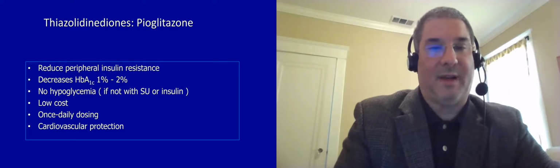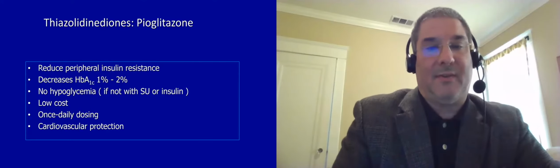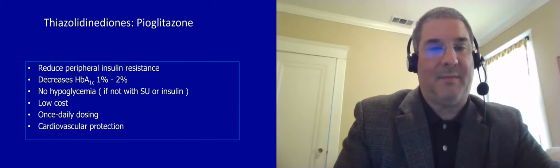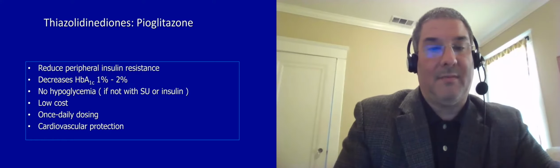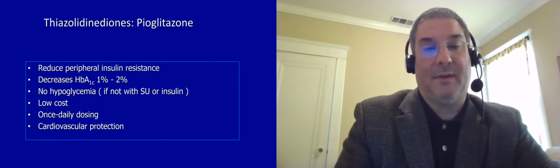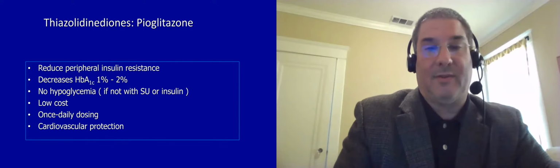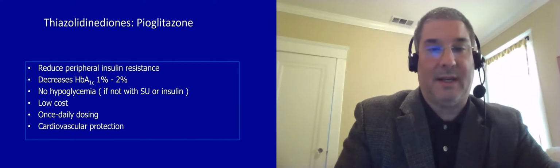Thiazolidinediones, essentially this is pioglitazone. These drugs work by acting at PPAR gamma, which reduces insulin resistance peripherally. They'll lower the A1C 1 to 2%. They shouldn't cause hypoglycemia alone, but if they're used with sulfonylurea or obviously insulin, they can increase the risk of hypoglycemia for the reason we just looked at, the beta cell.